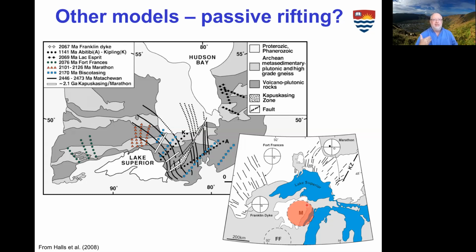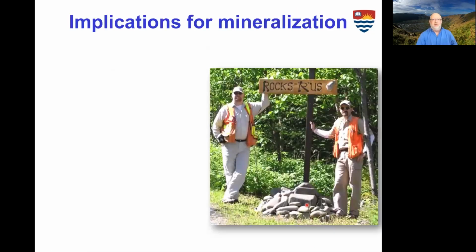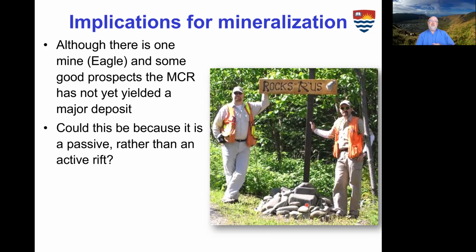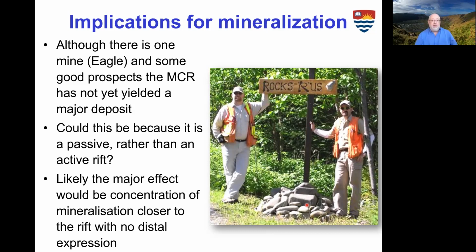I think that we need to start thinking about other ideas for how the rift may have formed. This is my partner in crime, Mark Smyk. We've done a lot of this work together in the rift. Just to summarize, one of the things is that the rift has not yielded a major mine. There's no Norilsk-like deposit. One possibility is because it's a passive rather than an active rift. I don't know if that would really affect things. Maybe there'd be less heat, less mantle dynamism in there, and that's why we're not getting these giant Norilsk-like deposits. It may also explain perhaps why we're seeing our mineralization close to the rift rather than distal.